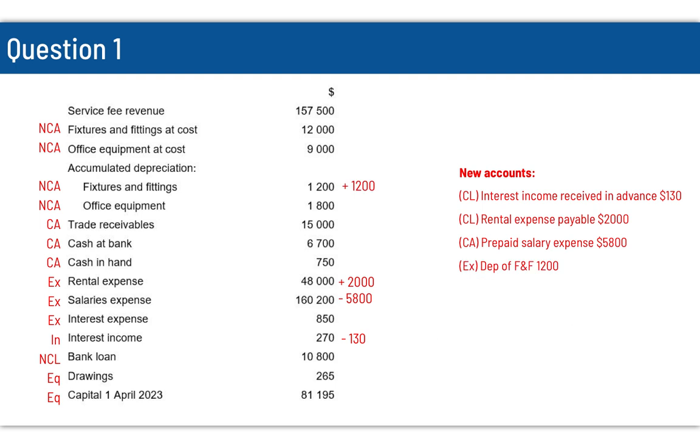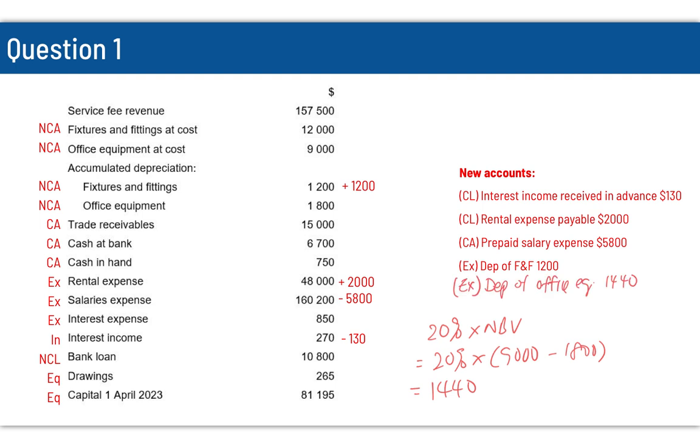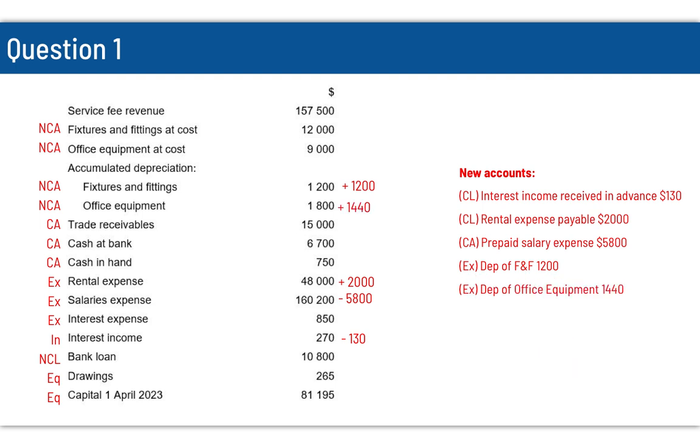We do the same for office equipment, but this time around using a different formula, 20% times net book value. So calculate the net book value first, 9,000 minus 1,008. And then we take the 20% of it to get the depreciation expense for office equipment. And then we accumulate this amount into the accumulated depreciation. The last adjustment is drawings not recorded yet. So minus $100 from our cash in hand and then add it to his drawings account.